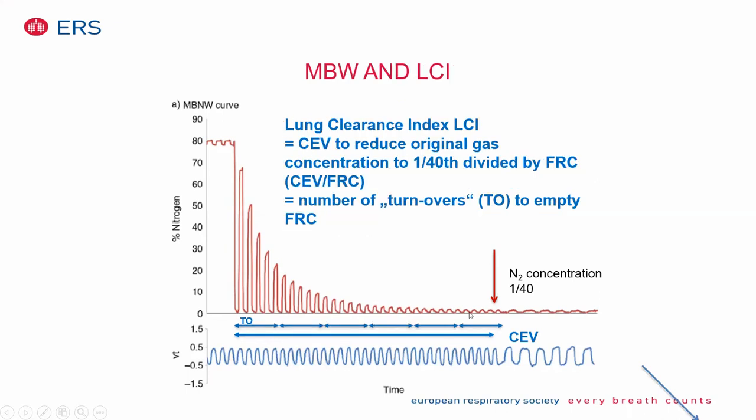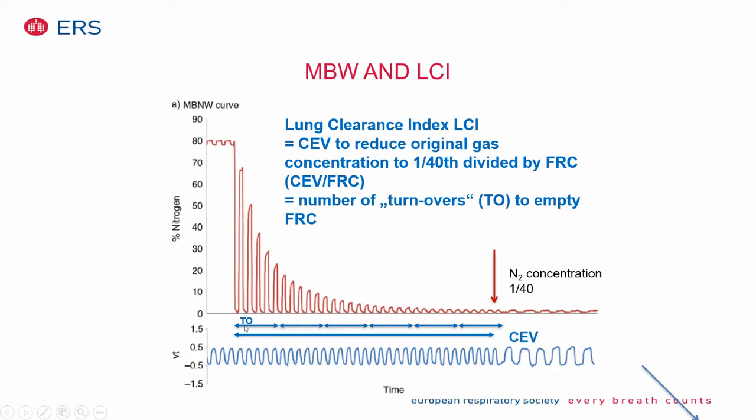And then you will assess the time or the volume that it takes until the nitrogen concentration is lowered to 1/40 of the initial concentration, and the cumulative expired volume divided by the FRC then gives you a measure of ventilation inhomogeneity, the lung clearance index. And what it actually is, the number of lung volume turnovers, the number of times a subject needs to breathe his FRC until nitrogen is washed out.